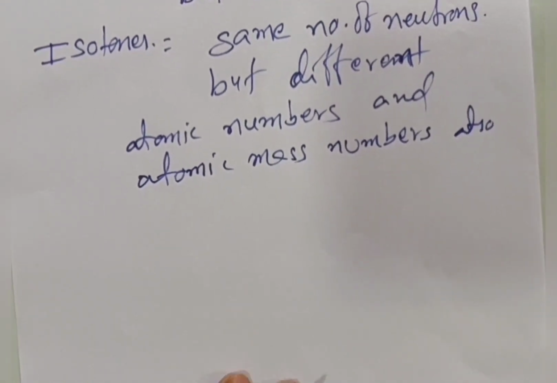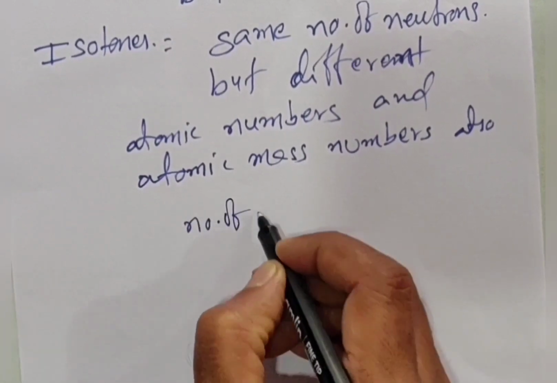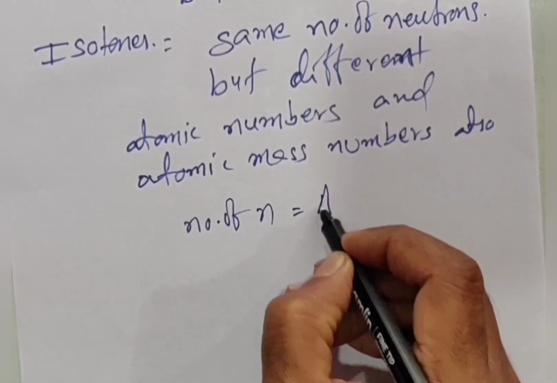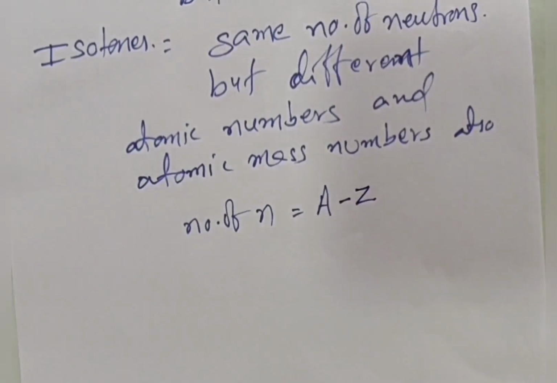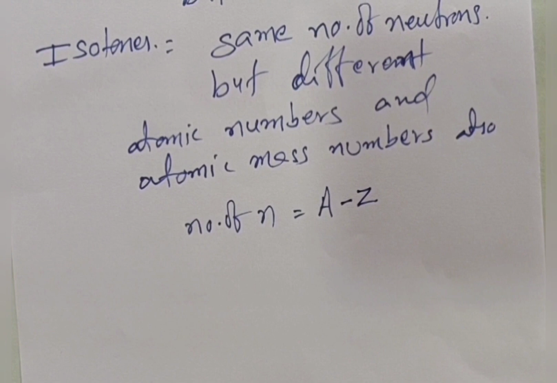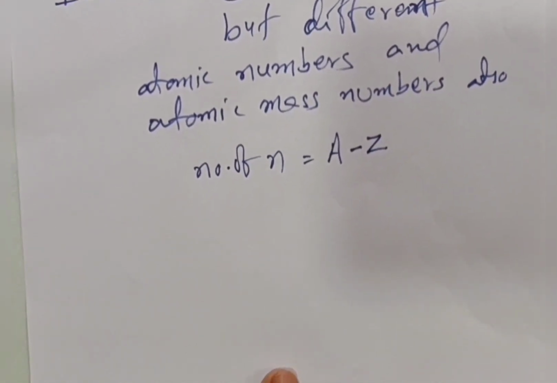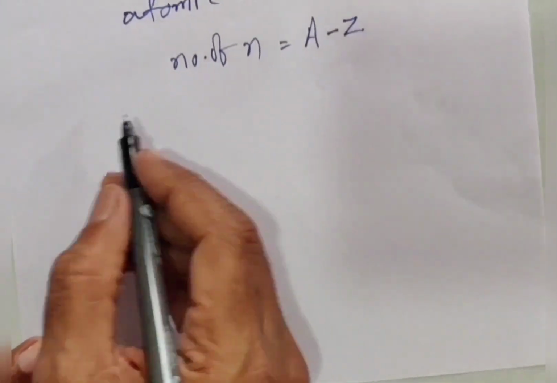How can we calculate the neutrons? Number of neutrons is equal to A minus Z, where A is the atomic mass and Z is the atomic number. That is the simple way to calculate the number of neutrons.